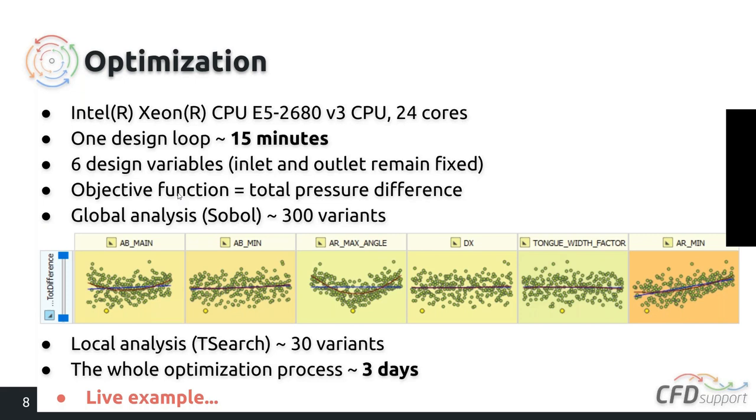Then we perform the global analysis, to reveal the design space or design parameter space with 300 variants. Then, for the best design point, we use the local analysis based on a gradient approach, the so-called T-search method, with another 30 variants, which gives us the best design we found. And the whole optimization process took about 3 days, just 3 days, to simulate this number of variants.